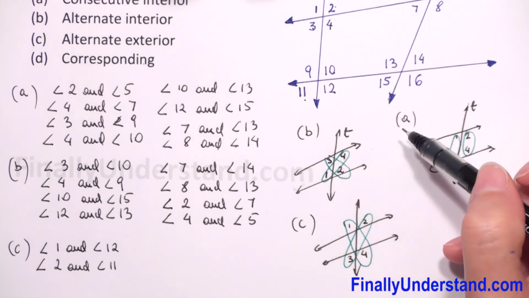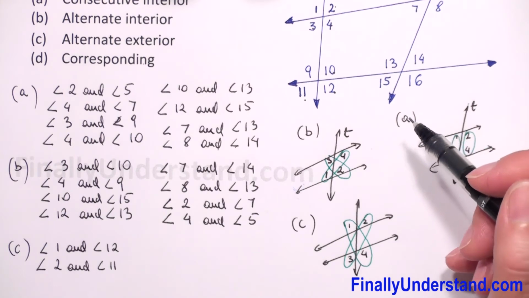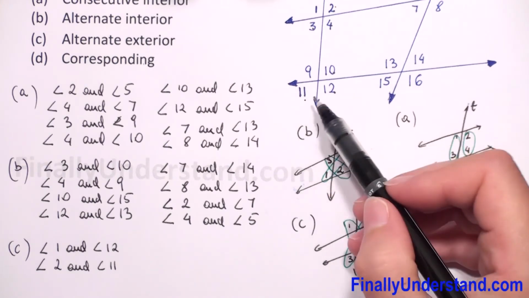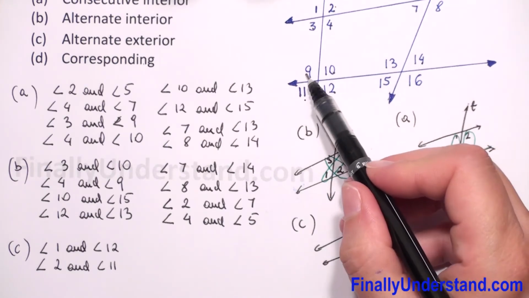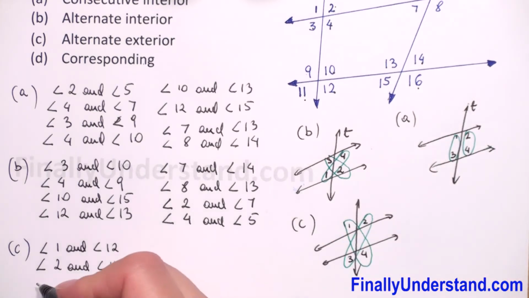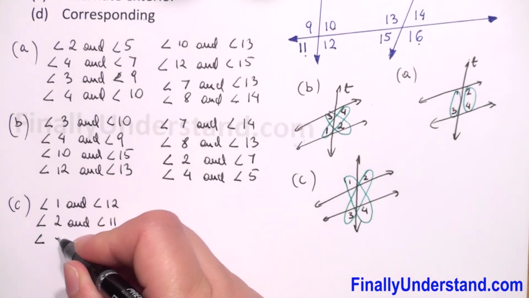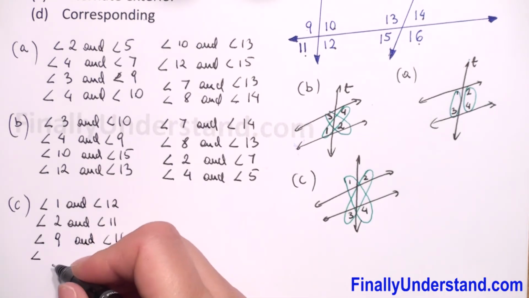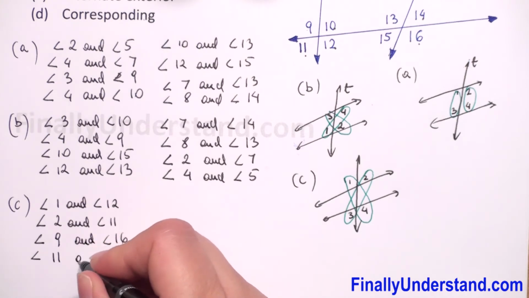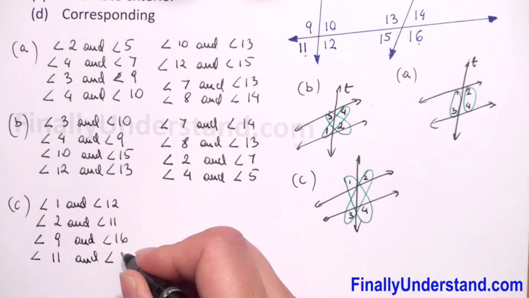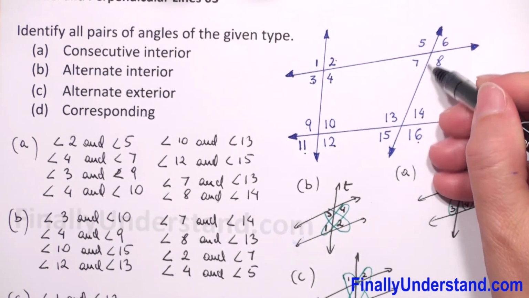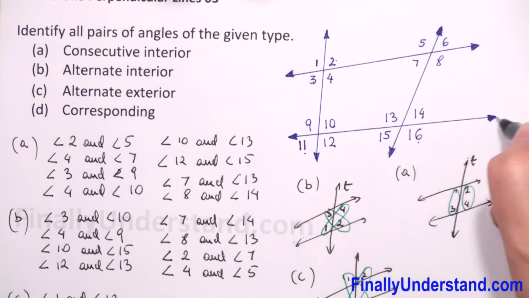Now this line will be our transversal for these two lines. So we have to look for two angles which are outside of our two lines and on opposite sides of our transversal. So it will be 11 and 14, 9 and 16. So we have angle 9 and angle 16, and angle 11 and angle 14.